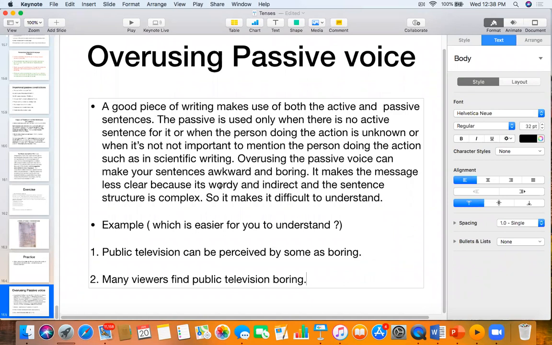Okay, all right, so we finish with just an introduction to the passive and the active voice.